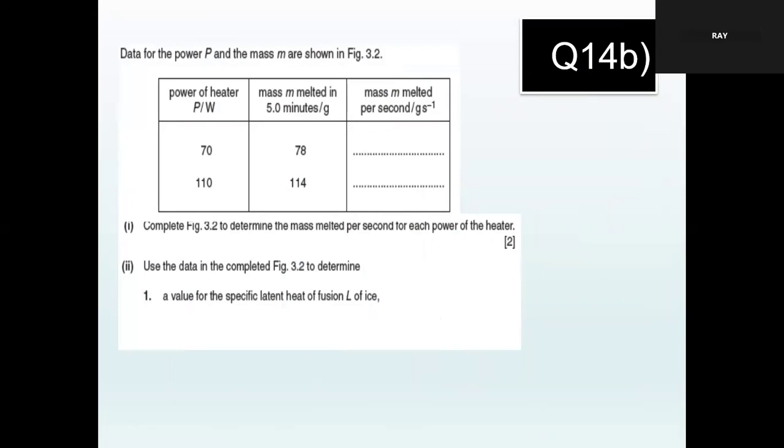Data of power supply and mass are shown. How to calculate the mass melted per second? Can? You should get 0.26. 78 divided by 5, change it to seconds by times 60, and you get your answer. Same thing, repeat for that one. So that is worth 2 marks. Try to show your working.